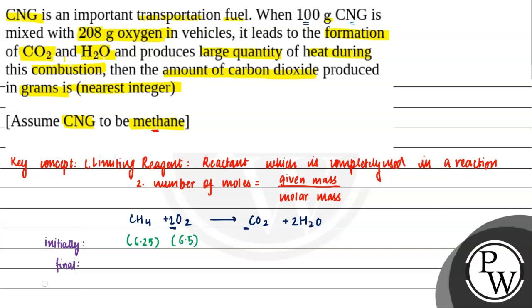Just for a better understanding of the concept: initially we had 6.25 and 6.5 moles, so finally we get 6.25 minus 6.5 divided by 2 for methane, and O2 is completely used, so that becomes 0. And for CO2 and H2O, initially they were not there, so they were 0 moles. But after the reaction, the moles of CO2 we calculated would be 6.5 divided by 2, and for H2O it would be 6.5 divided by 2 as well, because it is in the limiting range. Now our final answer comes out to be 143 grams of carbon dioxide produced. I hope you understood the question well.